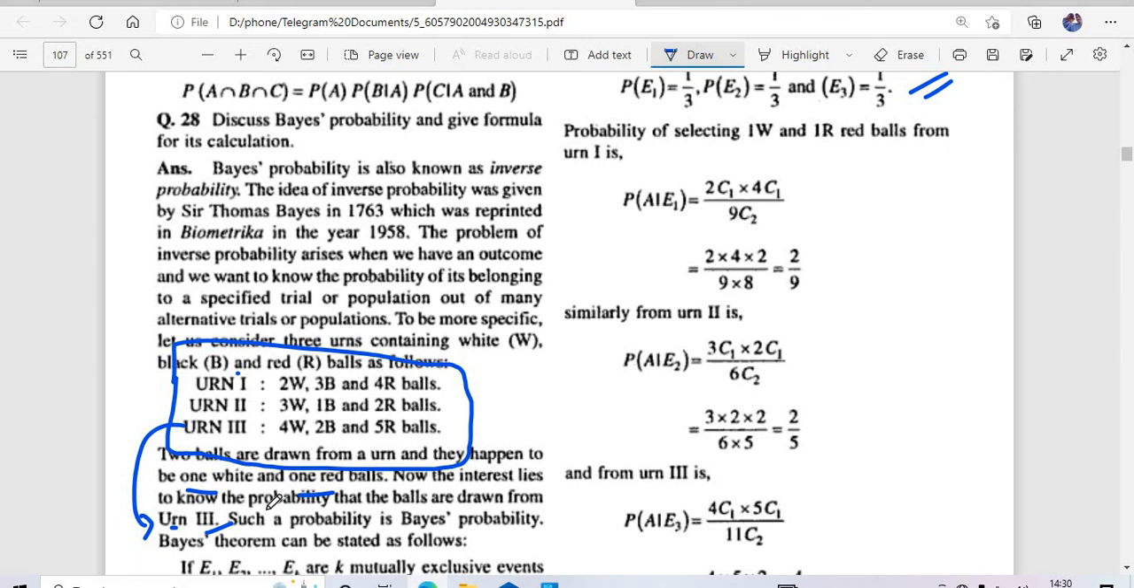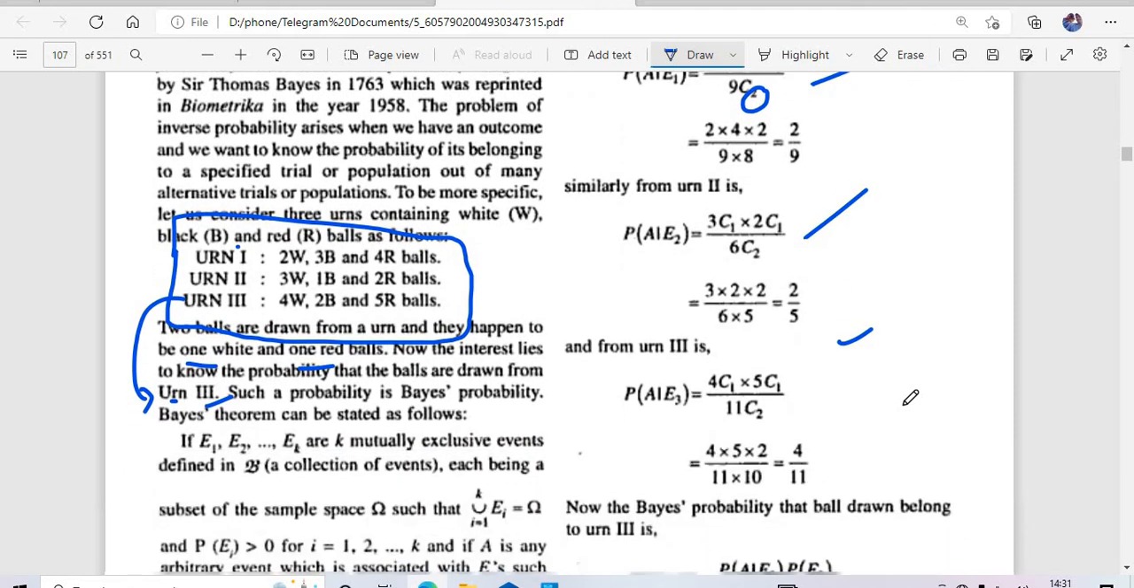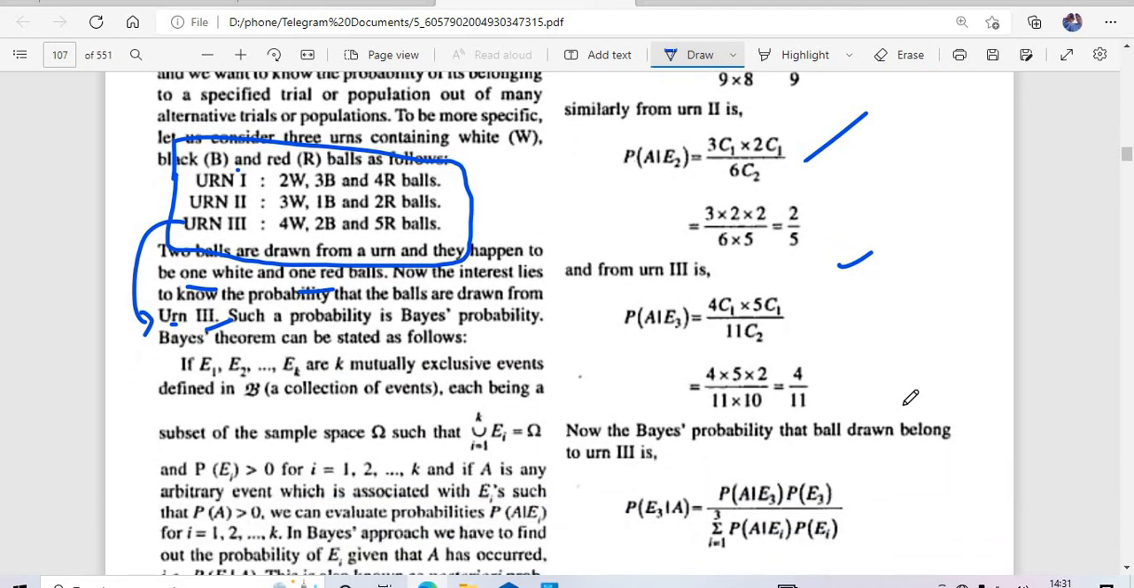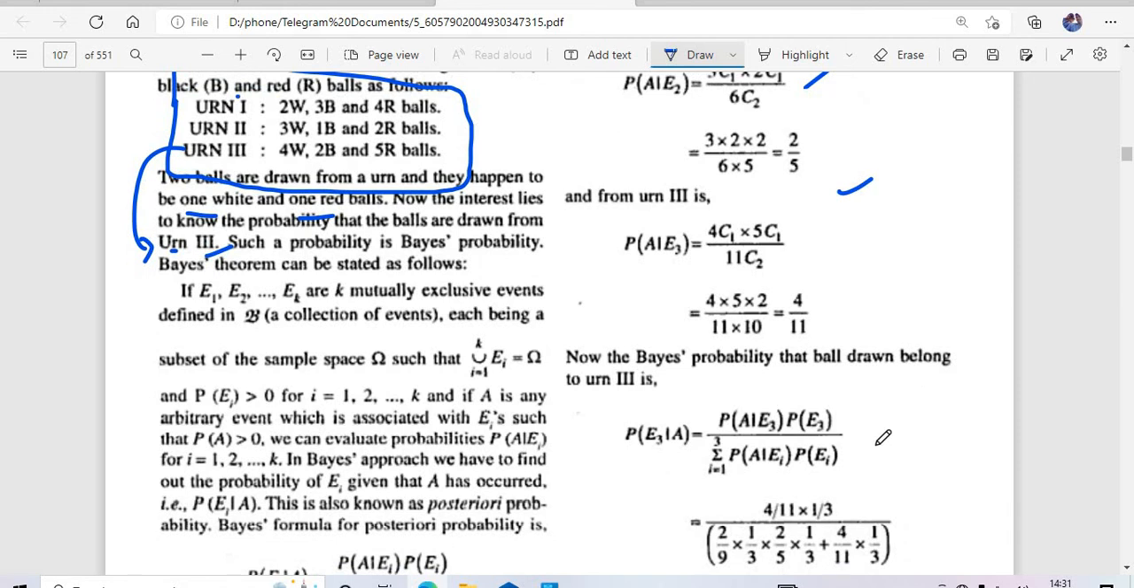In urn 1 we have 2 white balls, so 2C1, then 1 red ball out of 4, 4C1. The total is 4, 3, 7, 2, 9, so 9C2 for drawing 2 balls. Just calculate like this for urn 2 and urn 3. Now all values are there, just substitute in the formula and you will get the answer.